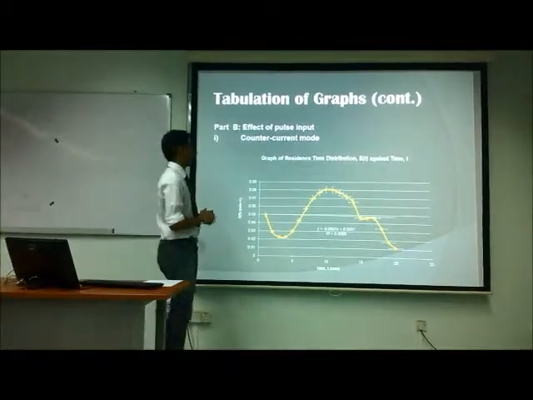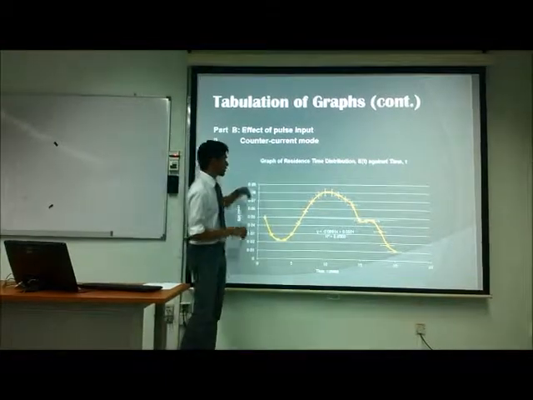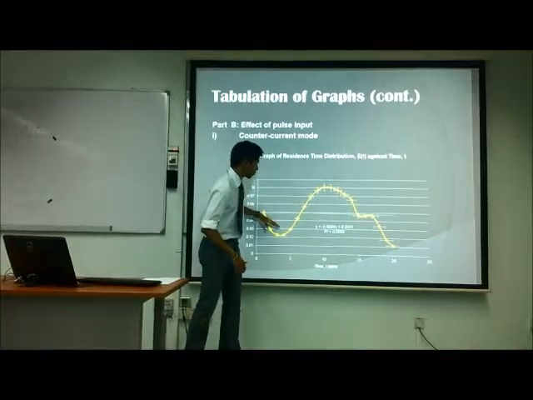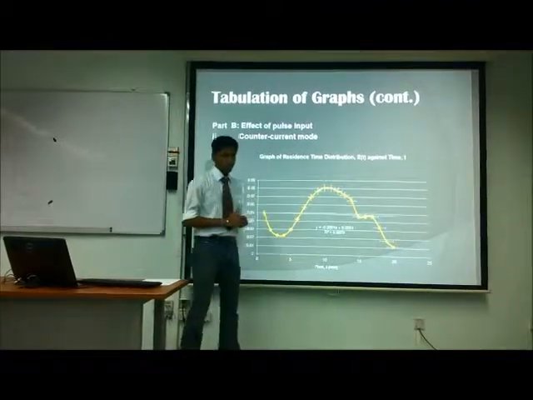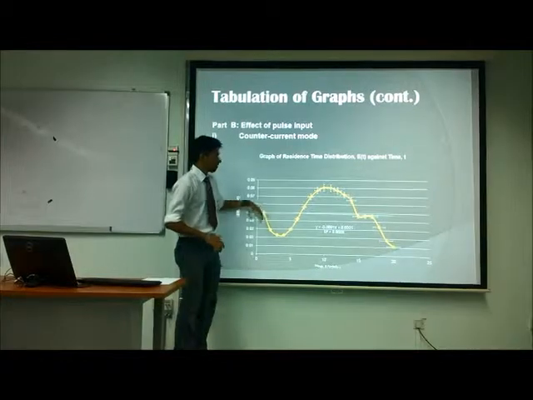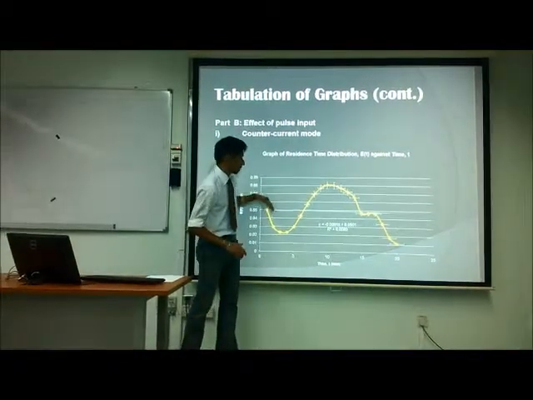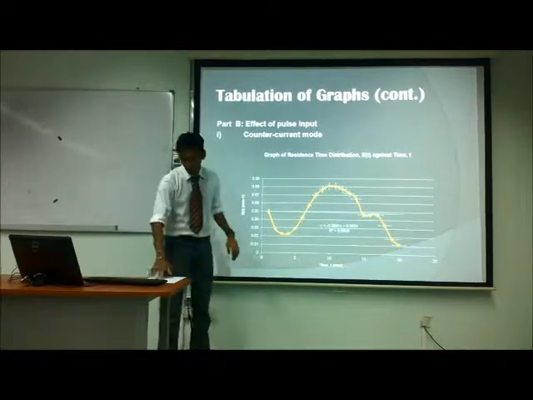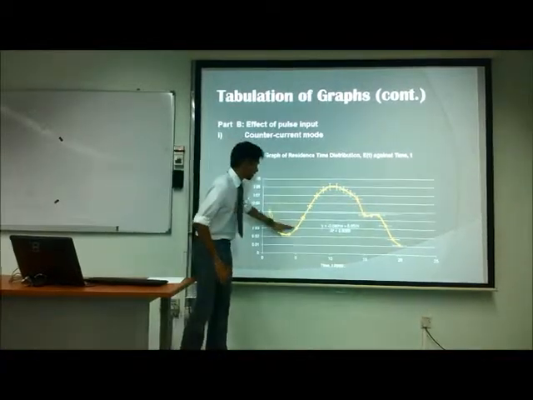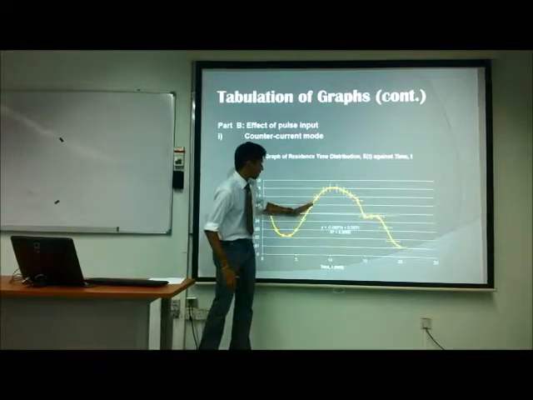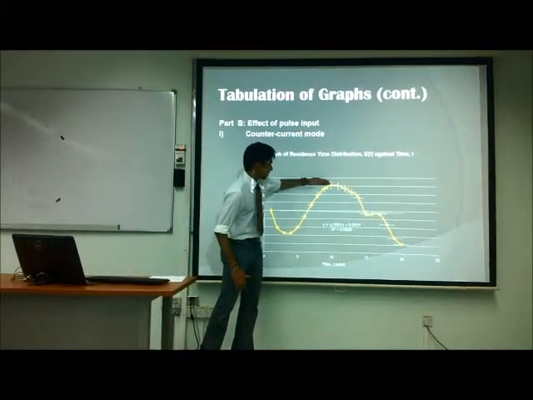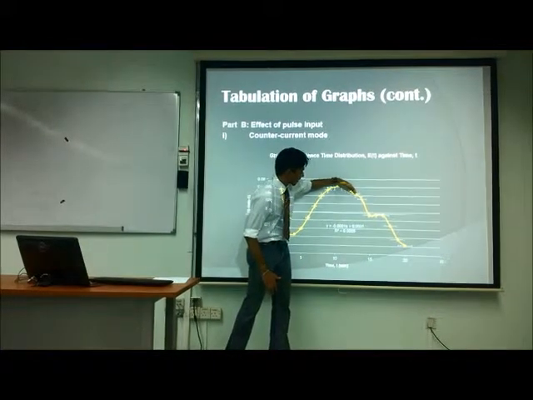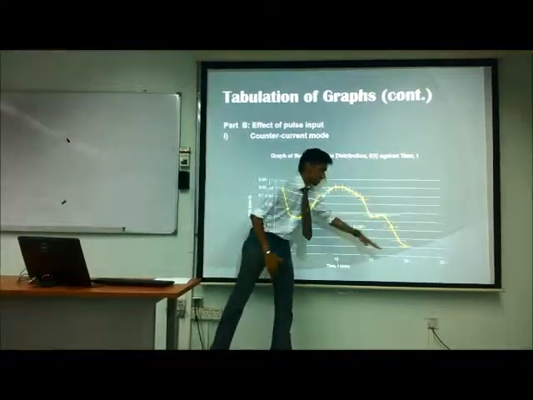So now, let's look at the graph for counter current mode. So this graph is again residence time distribution against time. Here, we're supposed to have a smooth curve for a pulse input, but due to some experimental errors, we obtained a graph that is not an accurate one. But still, we can conclude and compare with the theory. So here will be a decay, and then an exponential increase, and then a decay, a lag, and then it's constant, and it becomes decay again, and then it exponentially decreases, and then there's another lag.